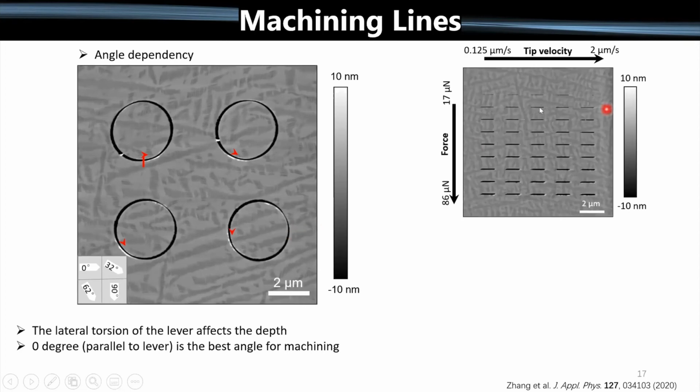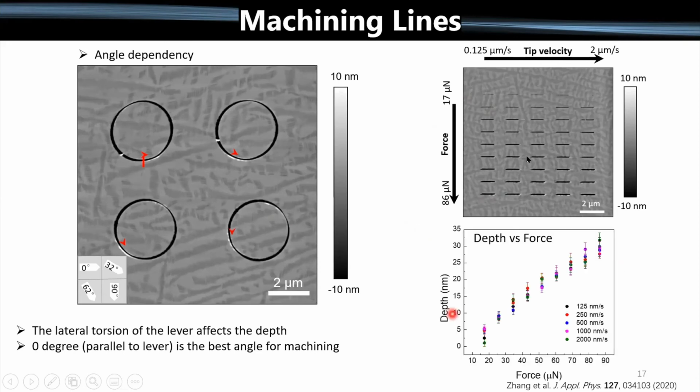Then we looked at what's the minimum width we could draw. It looks like around 17 micronewtons is where we're starting to get these lines. You can see that the depth is getting higher with increasing force and with increasing velocity. I'm only showing depth versus force here, but you can plot depth versus force, width versus force. You can also determine the cone angle, so the aspect ratio of the trench you've drawn.